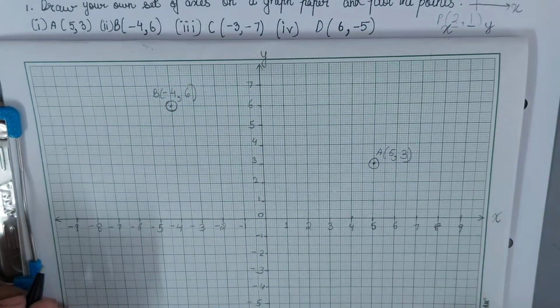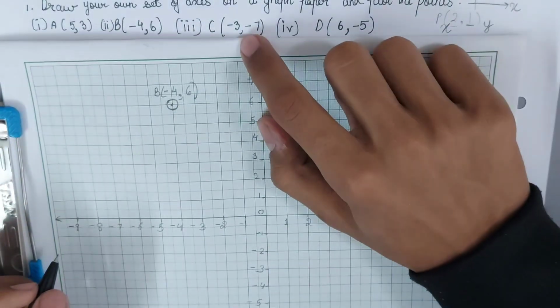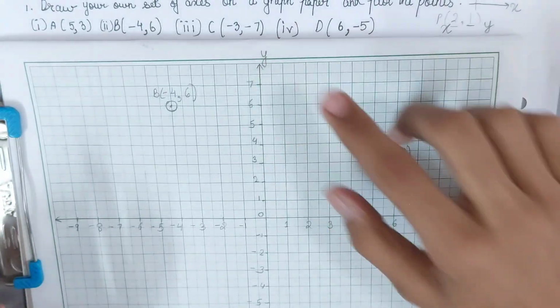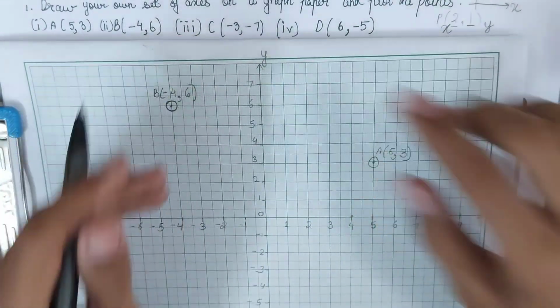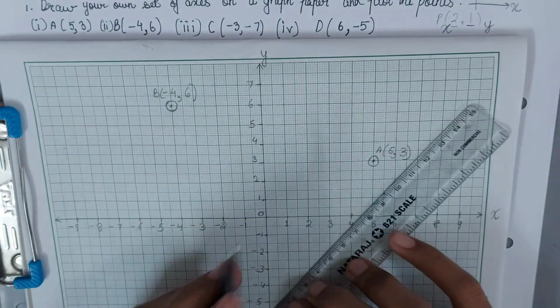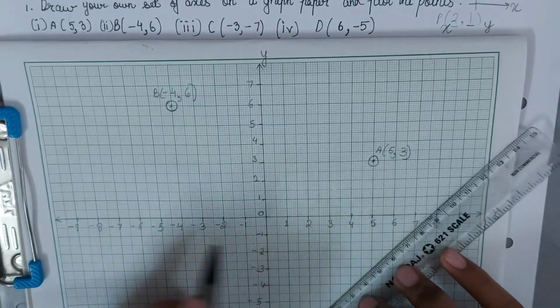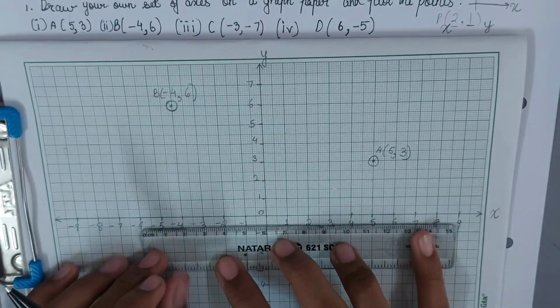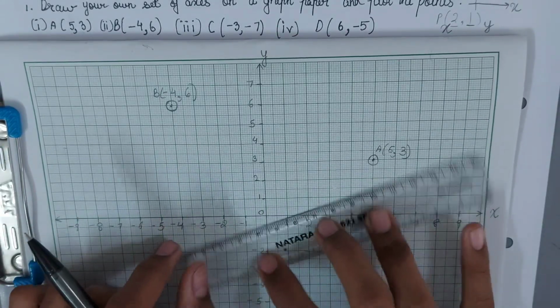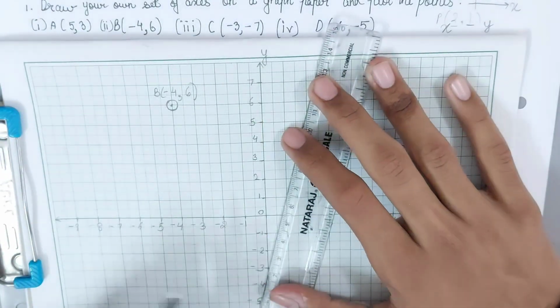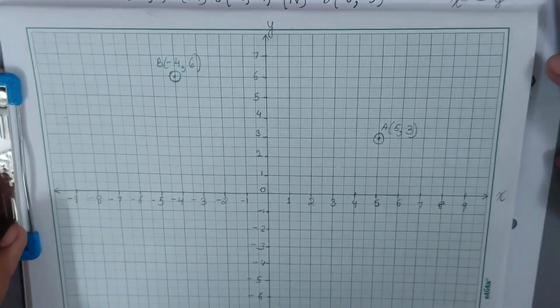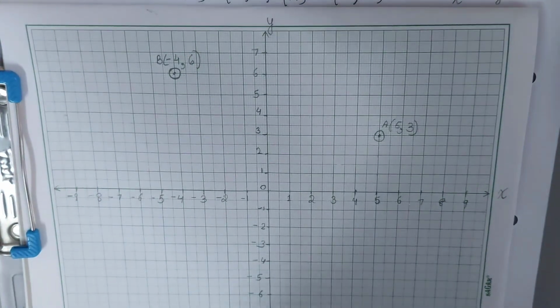All right, similarly point C. Now look here, you have minus 3. Okay, minus 3, you can see, if you are not able to look at the points on this graph, you can take the help of your ruler. See, where is minus 3? Here, right? Now you have minus 7. So I'm pretty sure it's not visible on my graph, right? I'll try to show it here again.